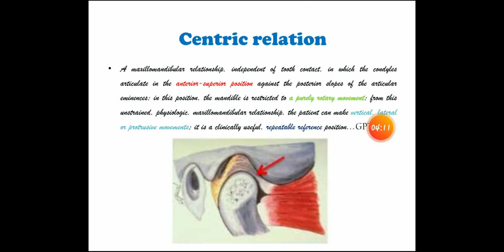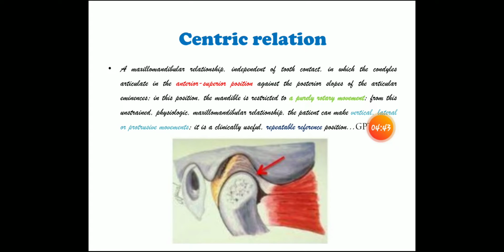And here we have five different terms. One is where the relationship is established? It is between the condyle and the posterior slope. What is the position? It is an anterior superior position. And how should the muscles be? They should be physiologic as well as unstrained. And the condyle is able to rotate freely in all three different planes, and only the pure hinge movement is possible.